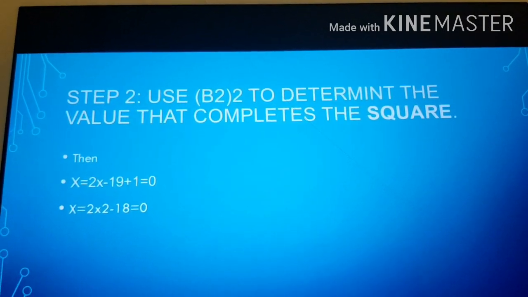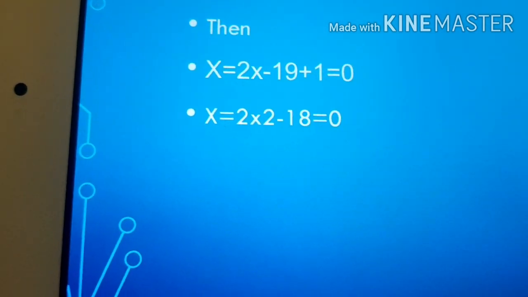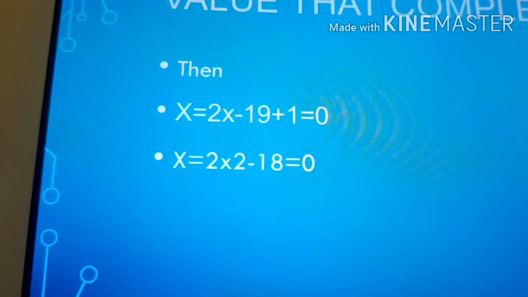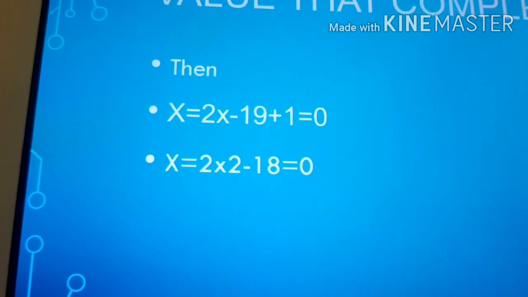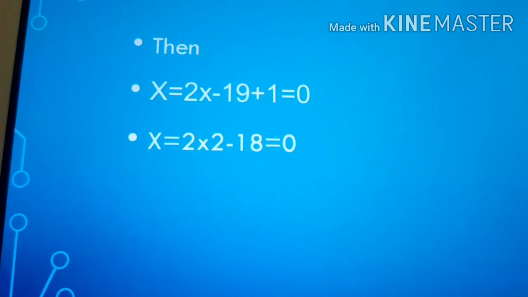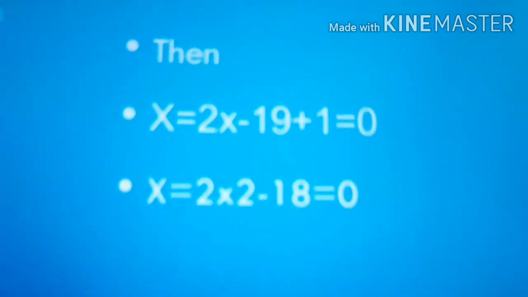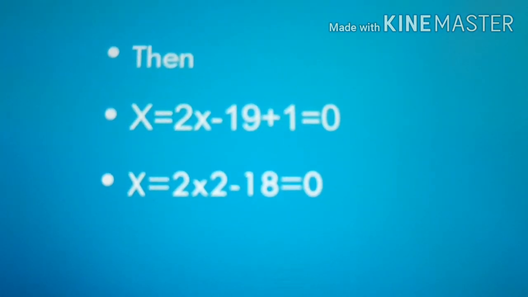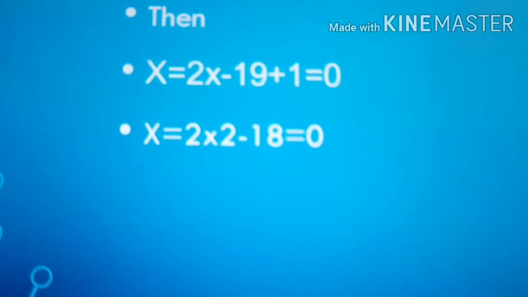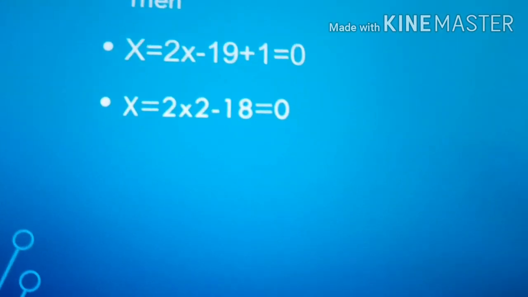Now, step 2: use b over 2 to determine the value that completes the square. When we do this kind of equation, we must always check if the symbols are the same or not. Then 2x squared, negative 19 plus 1 equals 0. We will be minusing, since they're not the same symbols: 19 minus 1. So it will become 2x squared minus 18 equals 0.